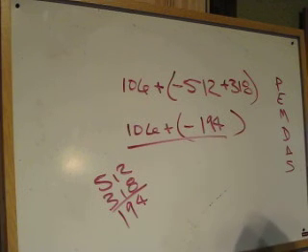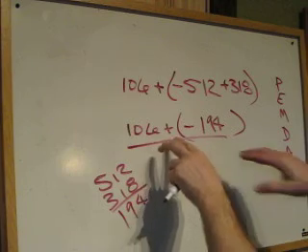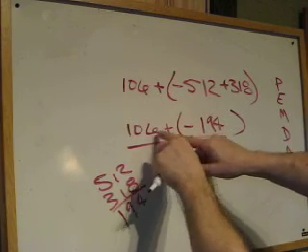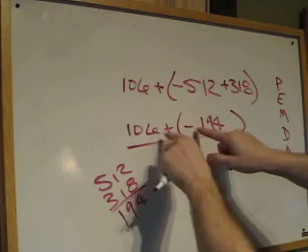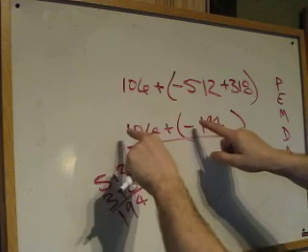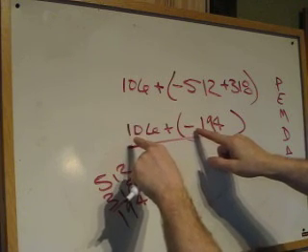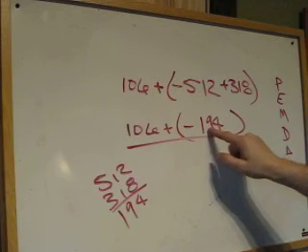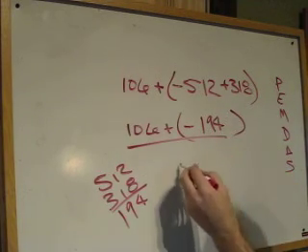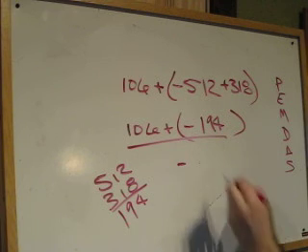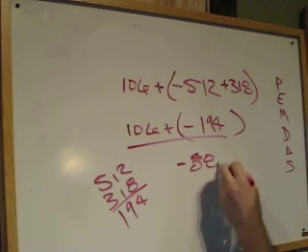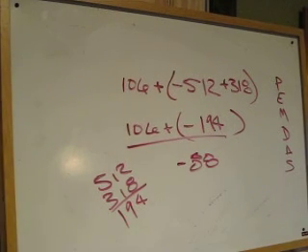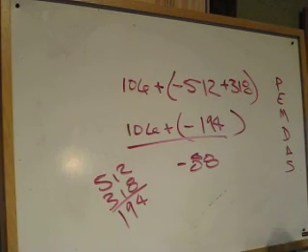Now I've got these two, and I have to take the difference here. Or I have to look at these and I'm adding them. 106 plus negative. So I look at these two numbers, take the difference between the two, because the signs are different, and put the sign of the largest number on the answer, and I end up with -88. Alright, so that's lesson 2.2. Have fun.